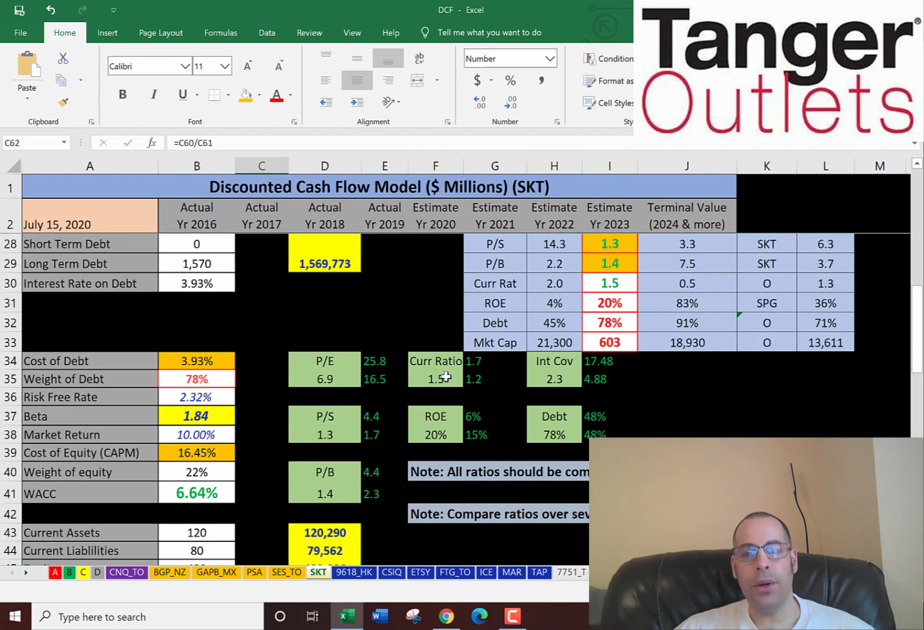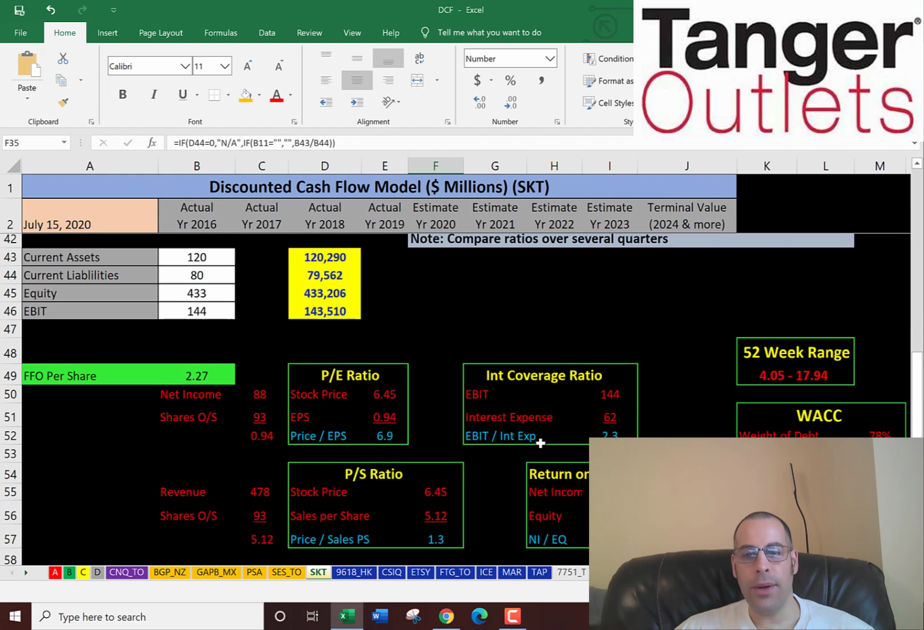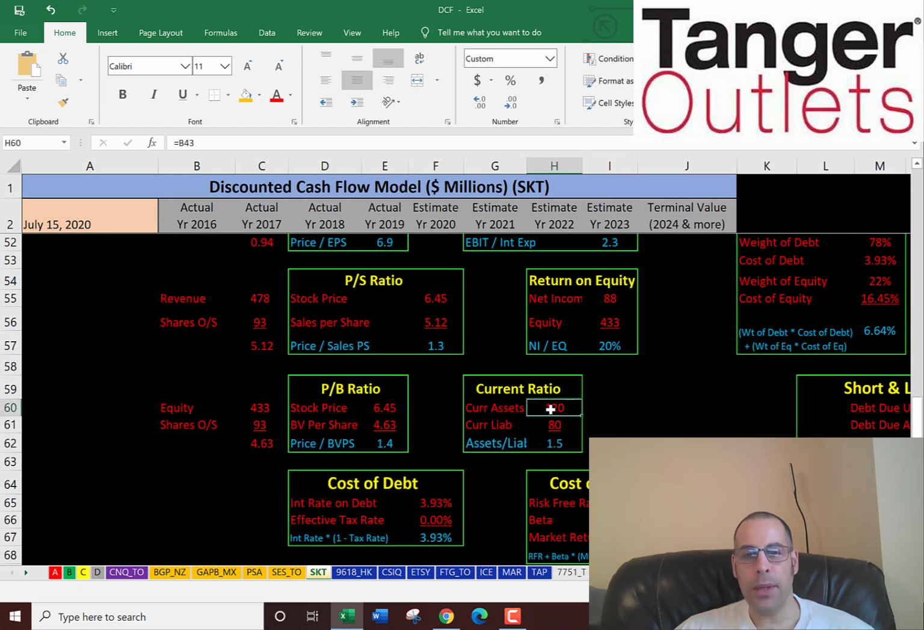Let's look at the current ratio, 1.5. That's a good current ratio. That's current assets of 120 million over current liabilities of 80 million. So they can cover their current liabilities, which is important.